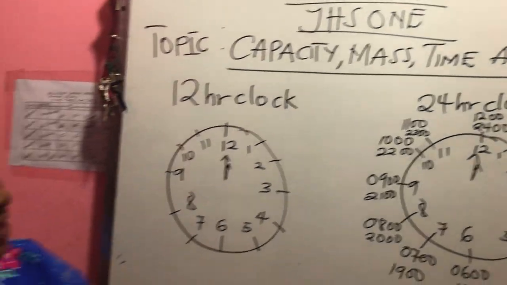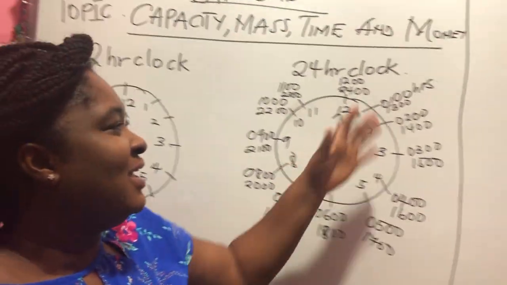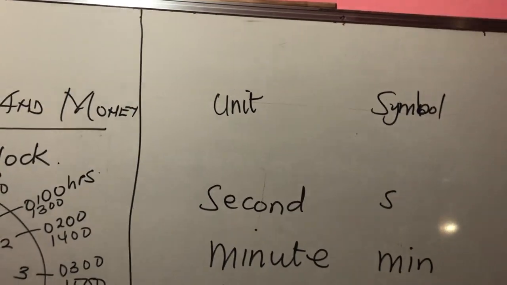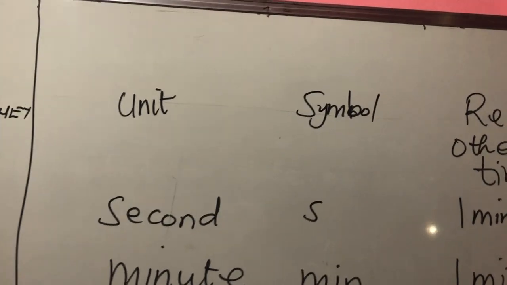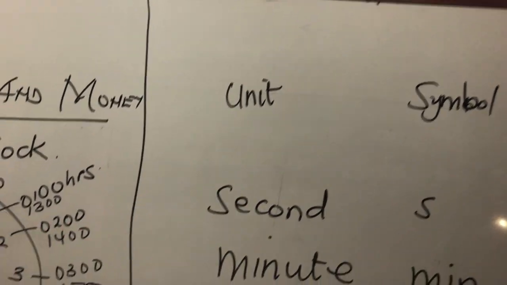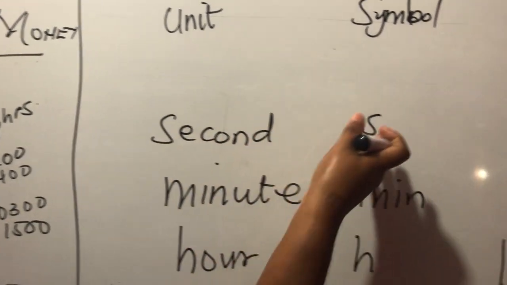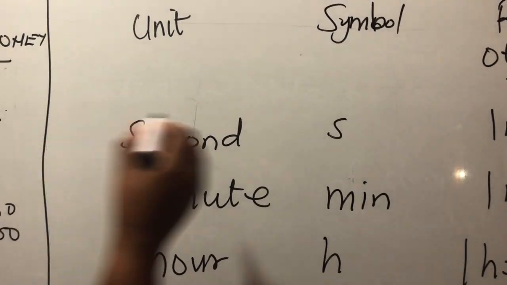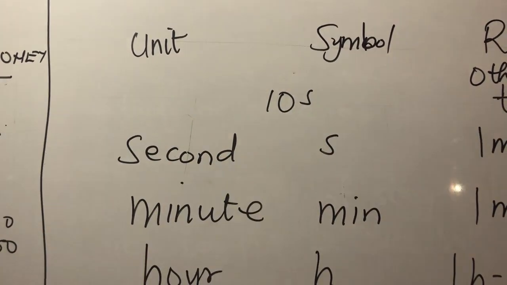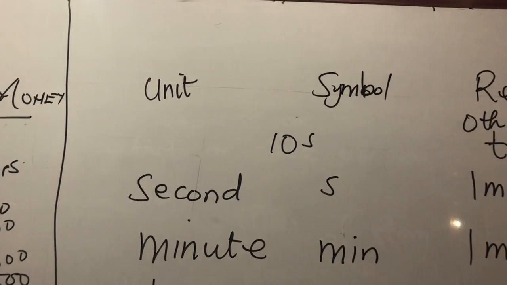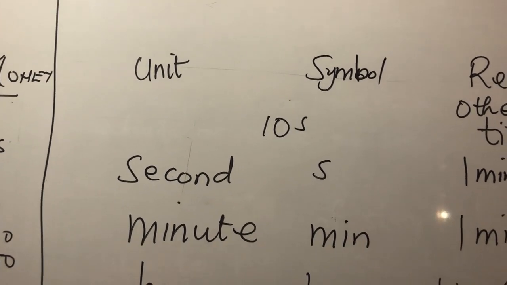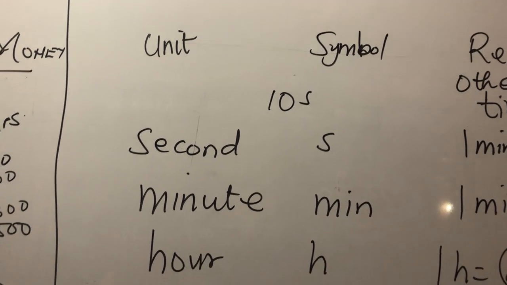Okay, now before we look at this interesting drawing here, let's focus on the most important things you have to know for today's topic. We have units. You all know what these things are. So we have second, and the symbol for second is S. So if you see 10S, you know I am talking about 10 seconds. Now minute. The unit for minute is MIN. Hour. The unit for hour is H.